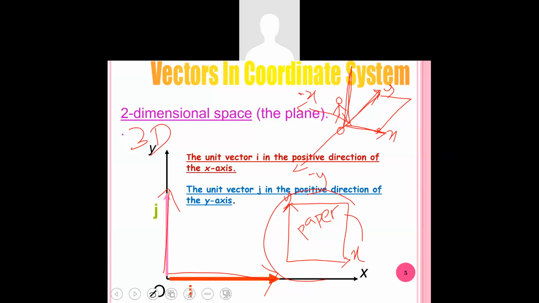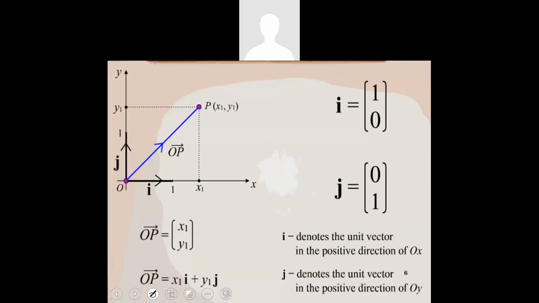The third axis will be the Z axis. So if it goes underground, that would be the negative of the Z axis. So this is how you visualize how your 3D vector should be.